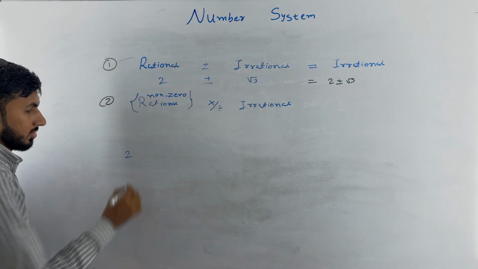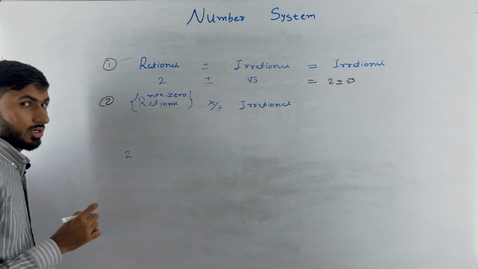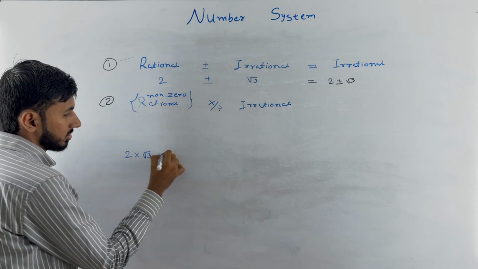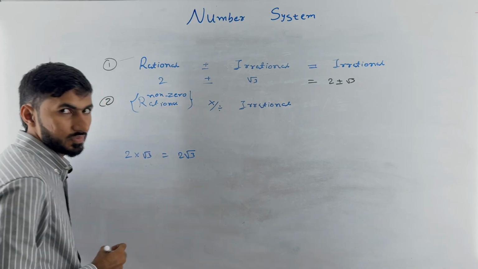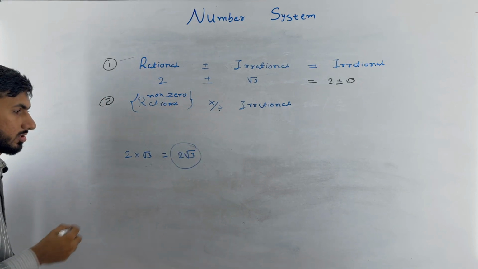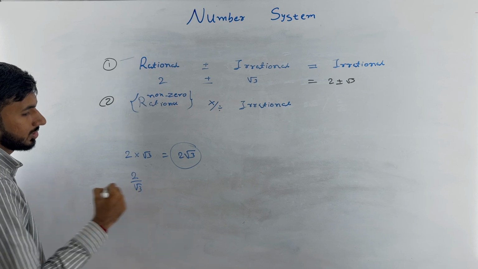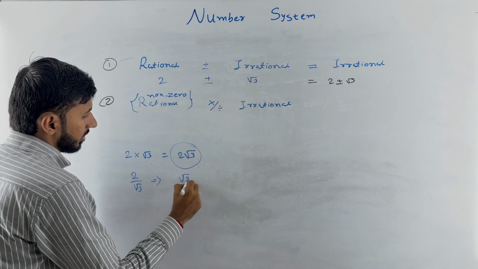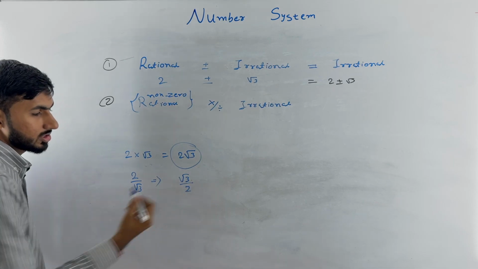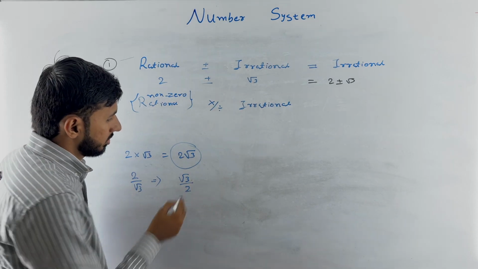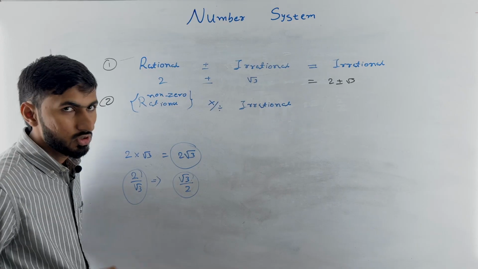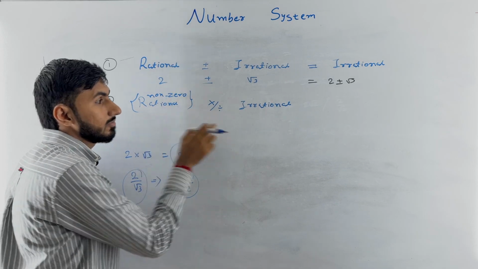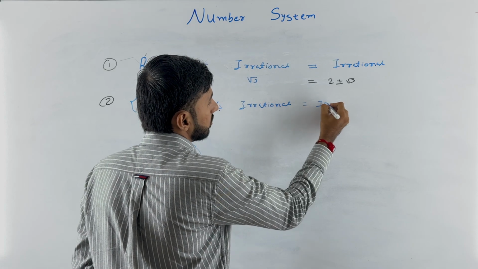Let us take the same numbers as we have taken in the first case. 2 multiplied by root 3. What will be the answer? The answer will be 2 root 3. This is again an irrational number. 2 divided by root 3. This is an irrational number. Or if you want to write root 3 divided by 2, here one is rational and one is irrational, and this is again an irrational number. So if I multiply or divide a non-zero rational with an irrational, my answer will always be irrational.